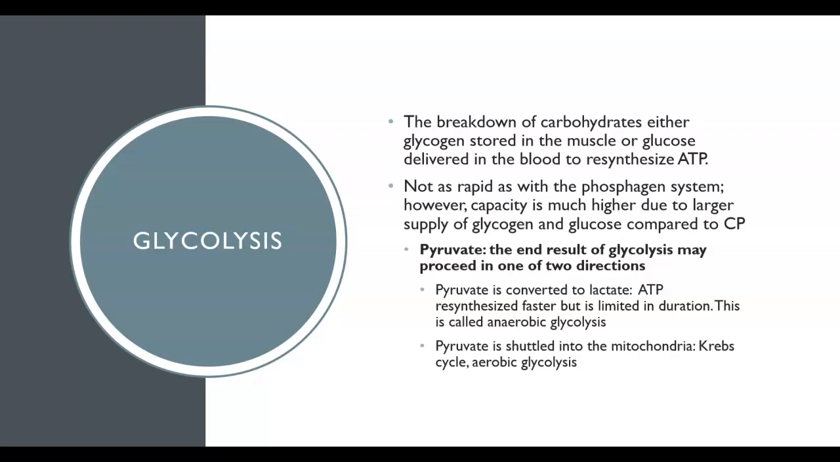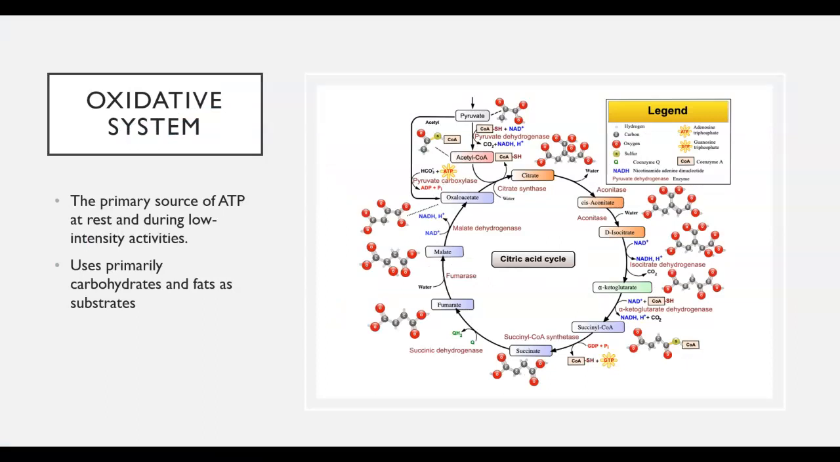Or pyruvate could be shuttled into the mitochondria, and the mitochondria does use oxygen. So this is what this looks like. Sadly, you probably will have to remember this graph in one of your classes. I remember when I was in XPhys, it was all about pyruvate. What happens to pyruvate in the citric acid cycle or the Krebs cycle? I'm not going to quiz you on this, but if pyruvate moves into this cycle, we're going to start talking about the oxidative system.